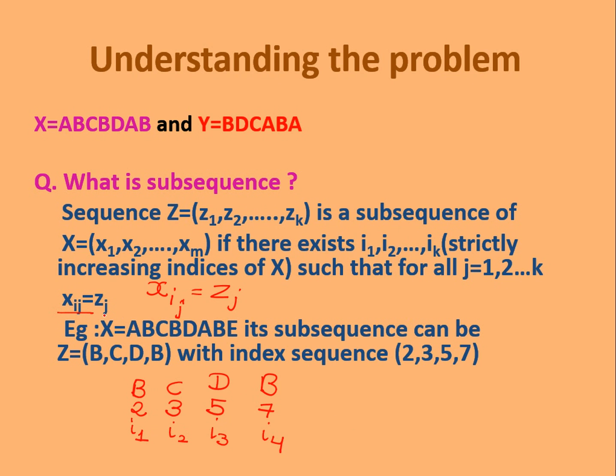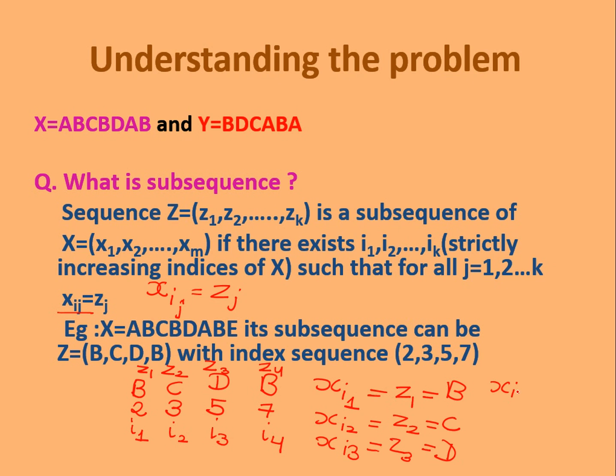Thus it is written here as x_i1 is equal to z1 is equal to B here. This is your z1, z2, z3 and z4. Then x_i2 is equal to z2 is equal to C, x_i3 equals z3 is equal to D, and x_i4 is equal to z4 is equal to B. I have chosen a subsequence of it.